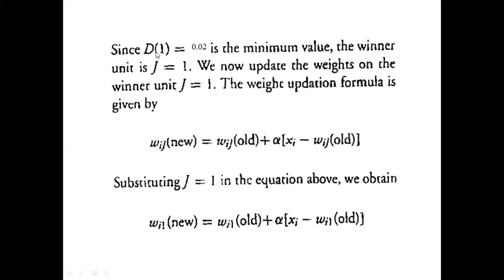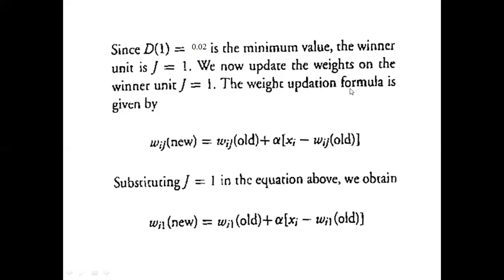Since d1 is equal to 0.02, it is the minimum value. d1 is the minimum value out of the 5 values. The winner unit is j equal to 1. Okay, so we now update the weights on the winner unit, that is j equal to 1.